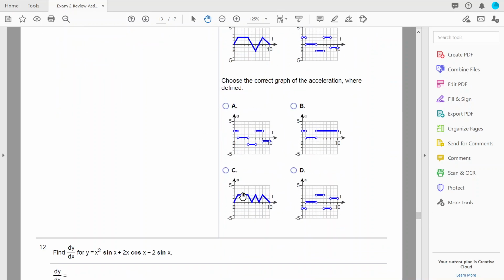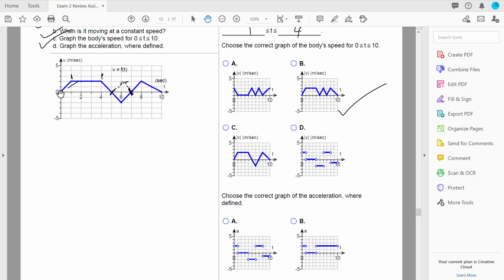We have positive, positive, positive. So this is not the right graph. This other graph is positive, 0, and again positive, but that's not the case. Don't forget, from 0 to 1 it should be positive, from 1 to 4 it should be 0, from 4 to 6 it should be negative, from 6 to 8 it should be one more time positive, and from 8 to 10 it should be negative.